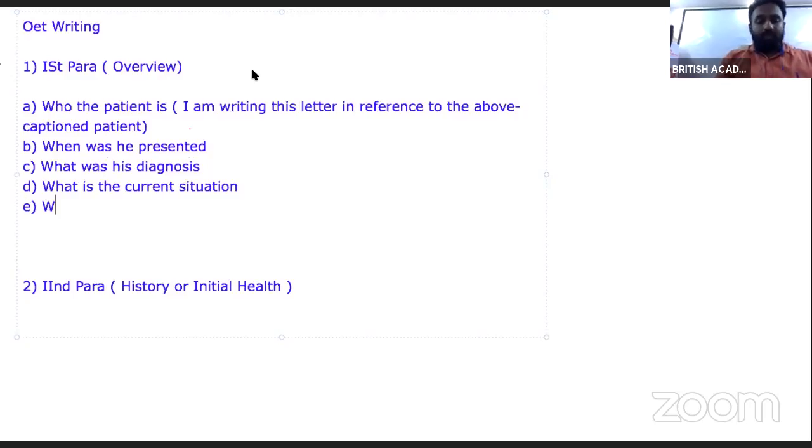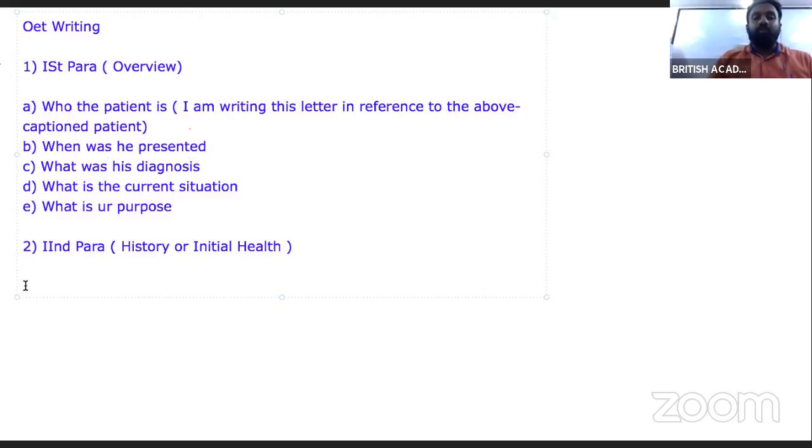And the fifth one is, what is your purpose? You need to be very clear with these things. These five sentences need to be clearly mentioned in your letter. It should show you have identified the patient, you understood when he was admitted, you understood the diagnosis, you understood the current situation mentioned in the case notes, and you have given the purpose. These five things are necessary when you're writing your letter. Keep it very clear.